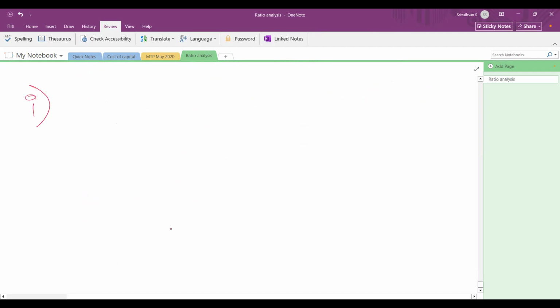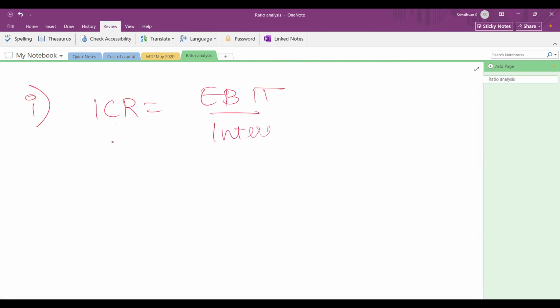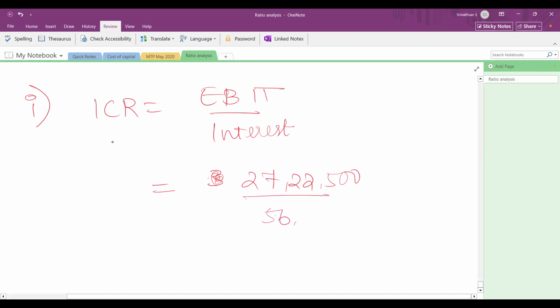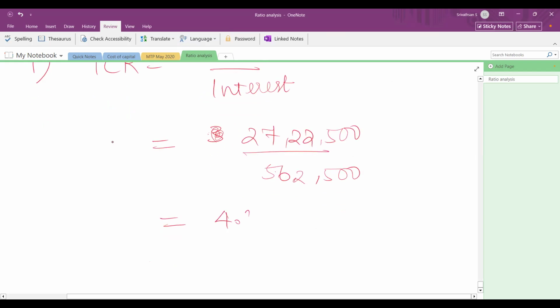So now let's solve each of the requirements separately. First requirement is to calculate interest coverage ratio, which is EBIT by interest. So what is interest coverage? EBIT is how much? 27 lakh 22,500. Okay. Interest is 5 lakh 62,500. So what is interest coverage? 4.84 times.